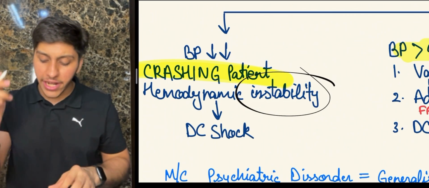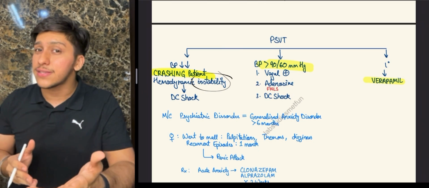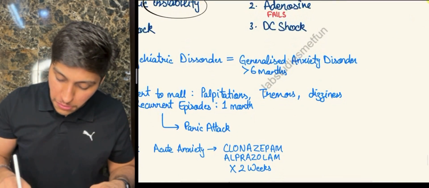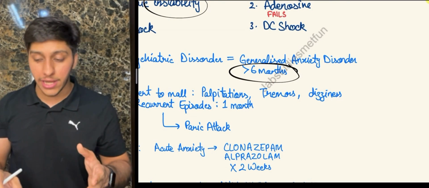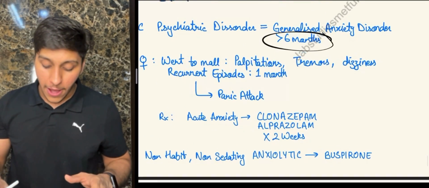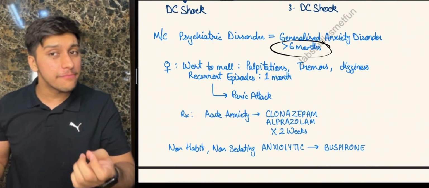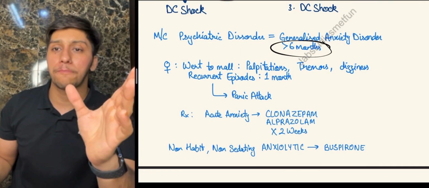Correct? Differential diagnosis of PSVT with respect to psychiatric conditions can be generalized anxiety disorder. But in case of generalized anxiety disorder, guys, the history is going to be more than 6 months. It is the most common psychiatric disorder. A panic attack, guys, has similar features as well: palpitations, tremors, dizziness, but then the episodes are going to be of 1 month. Okay, these are panic attacks.